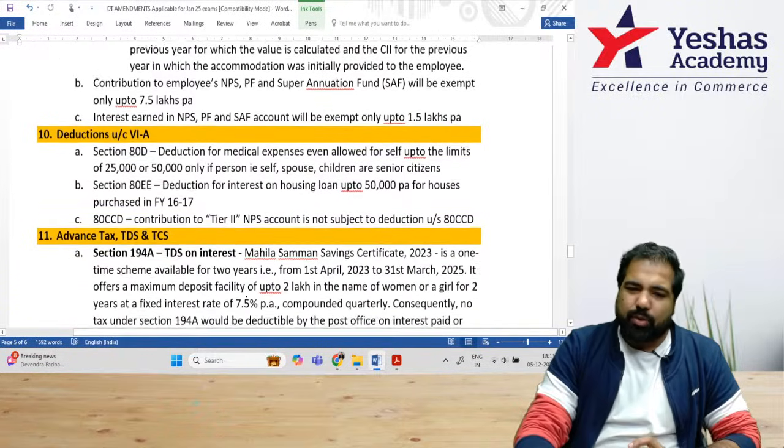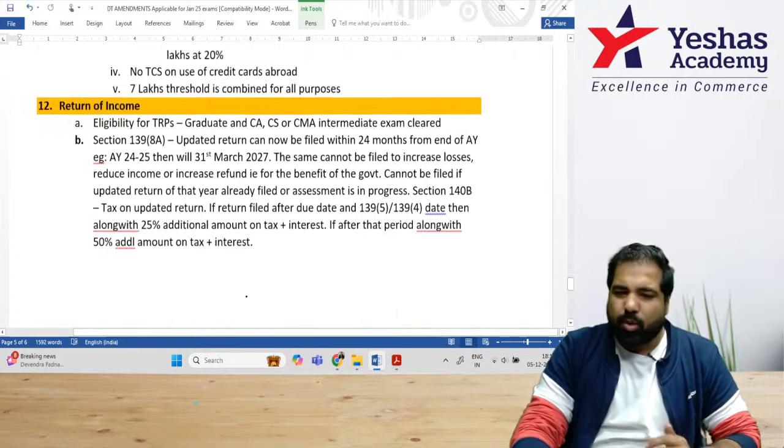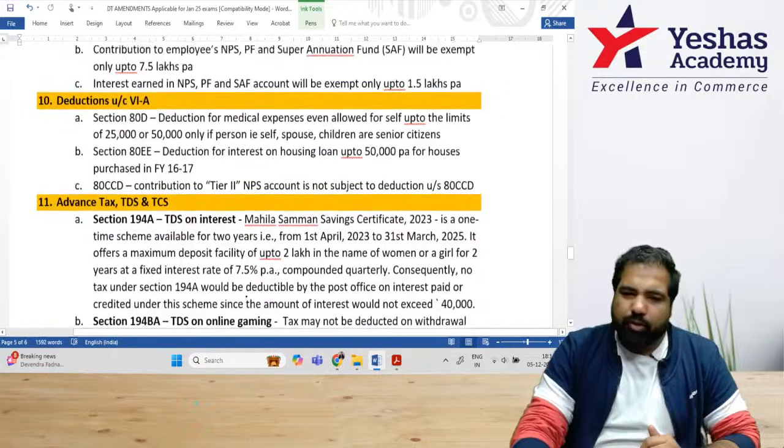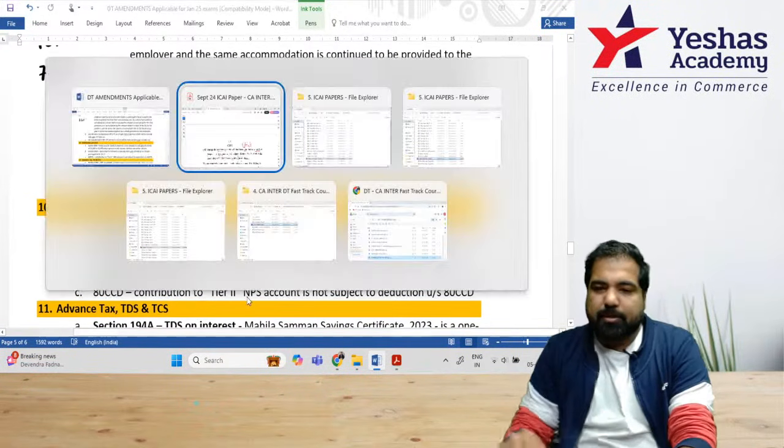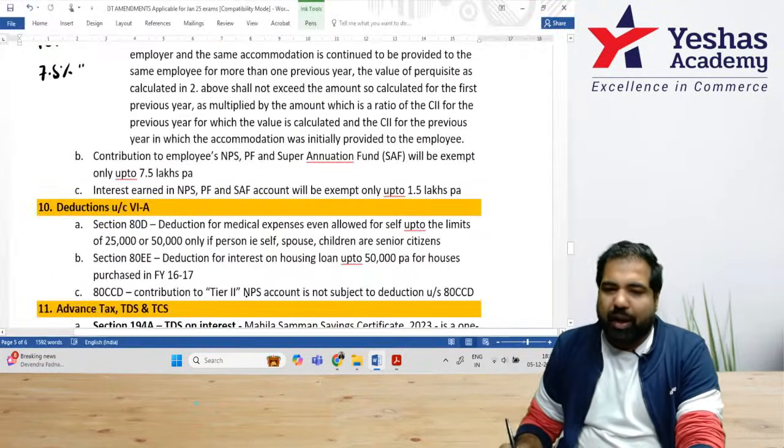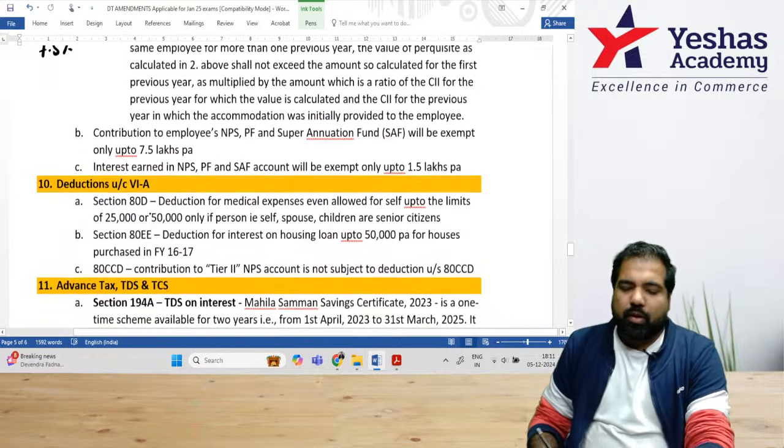I'm going to go to the next one. We don't have too many amendments now, just a small list here. Some of them you already know. So let's go to the next one, guys. Here we go. I'm going to the next amendment.